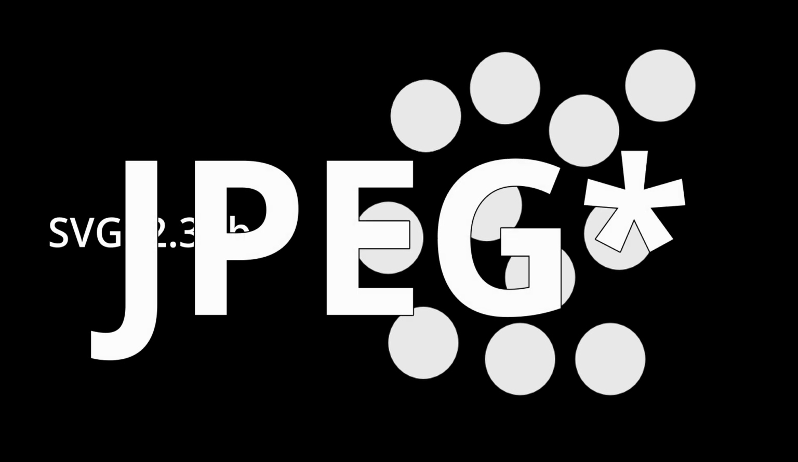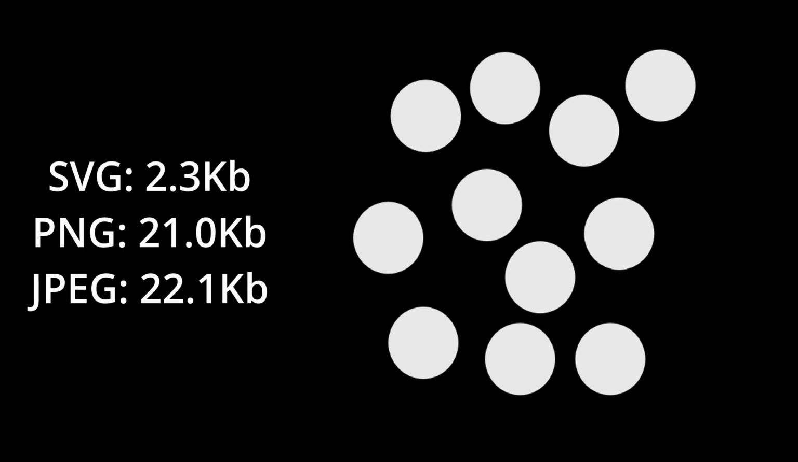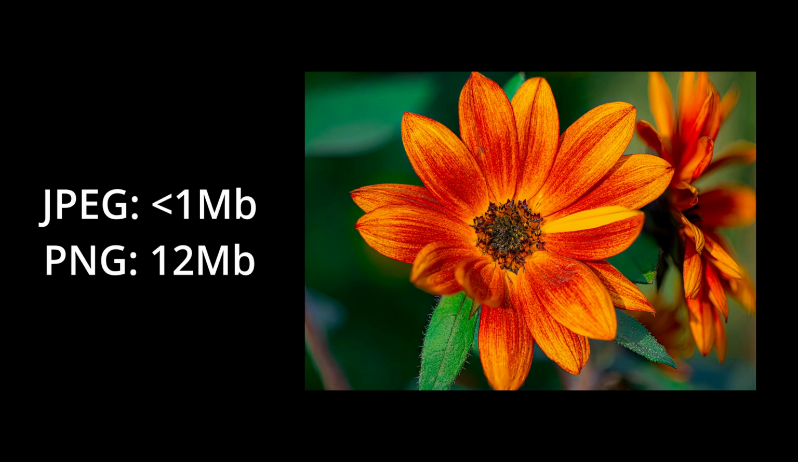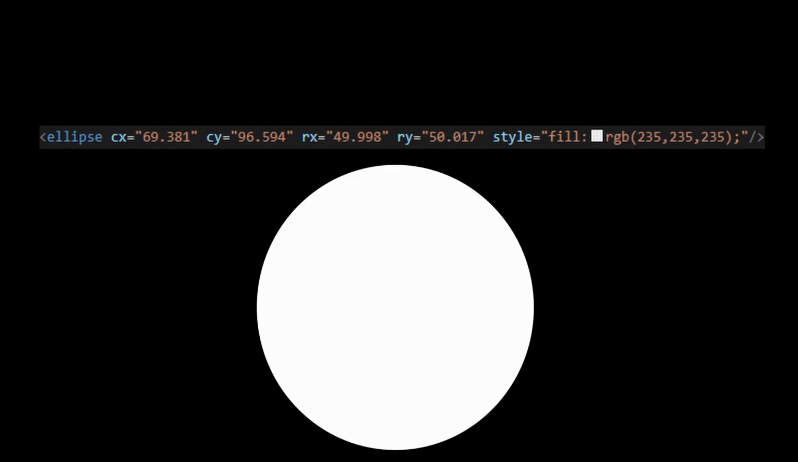Now, file size. This SVG image with 11 circles is 2.3 kilobytes, while the same exact image as a PNG is 22.1 kilobytes, and as a JPEG is 21 kilobytes. For complex images, like photos, it struggles. This flower as a JPEG is under 1 megabyte. As a PNG, it's 12 megabytes, but as an SVG, it's 38. SVG is smaller for simple images because one instruction can replace thousands of pixels.